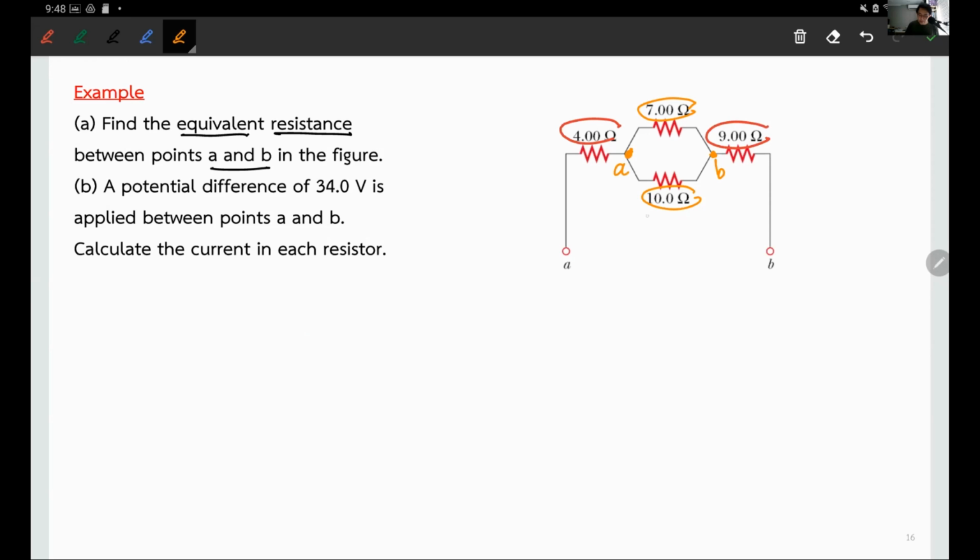I can see that 7 ohms and 10 ohms are connected in parallel, right? They are side by side. So I can reduce this down to 1 over R equivalent equal to 1 over 7 plus 1 over 10. You guys with me? Okay, it's 17 over 70, so your R equivalent is just 70 over 17. The number is bad, but I'm just going to keep it in that ratio format. Once you find the equivalent resistance of these two, your circuit will look like this.